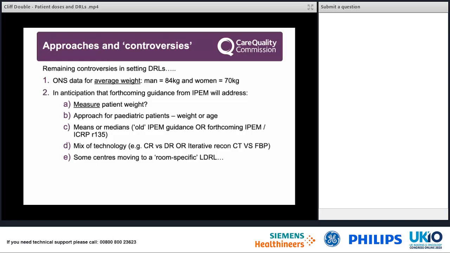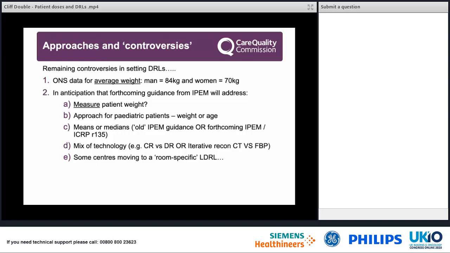In anticipation that the forthcoming guidance from IPEM and the DRL Working Party will address issues about whether you want to measure patient weight, whether perhaps you can infer a patient weight from perhaps CT contrast load, whether an experienced radiographer can eyeball a patient to make sure that they're within a certain weight category. Maybe there's access to patient notes, or maybe measure on the day. Or maybe none of this is necessary if you have sufficient data points in your survey.